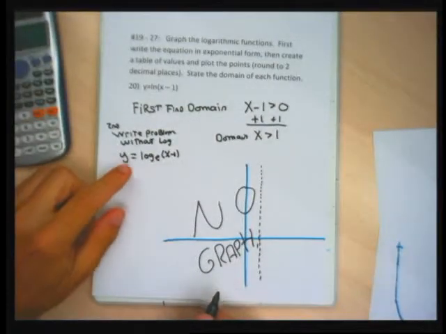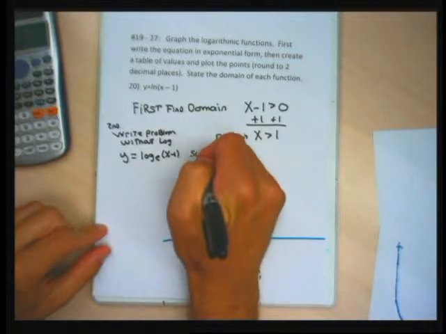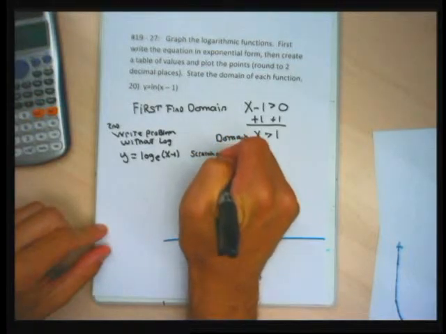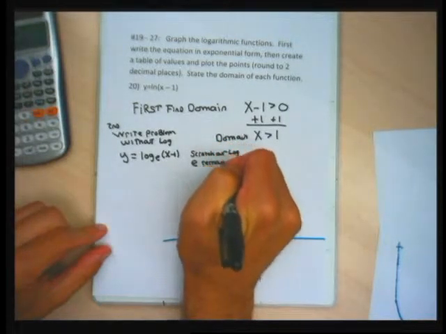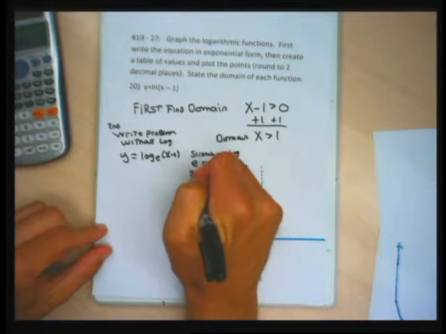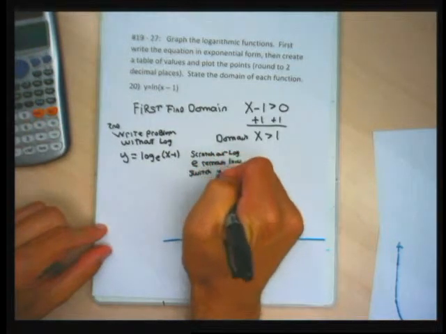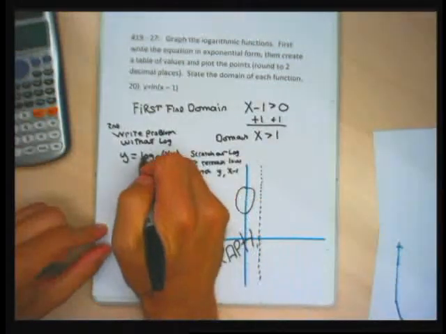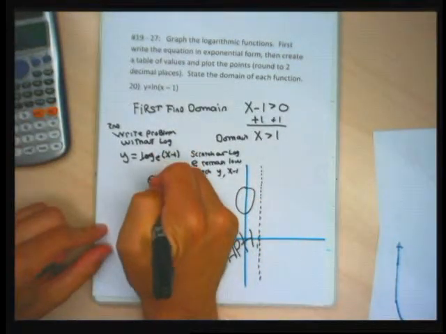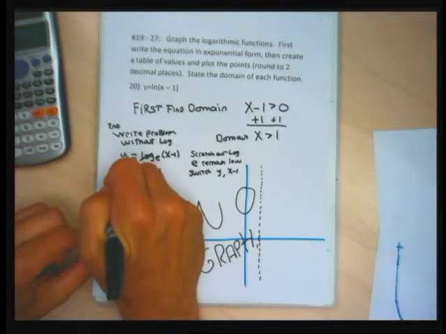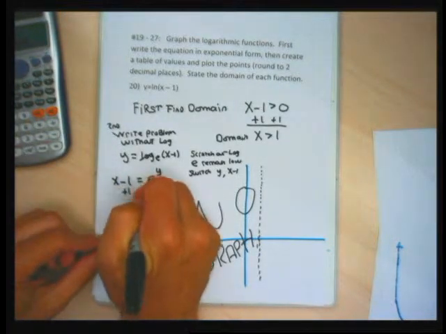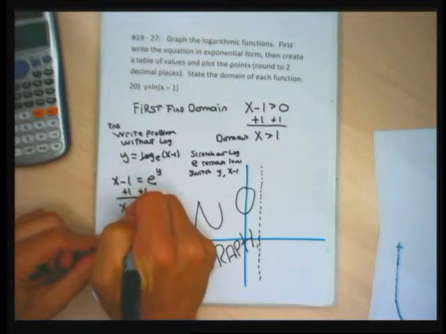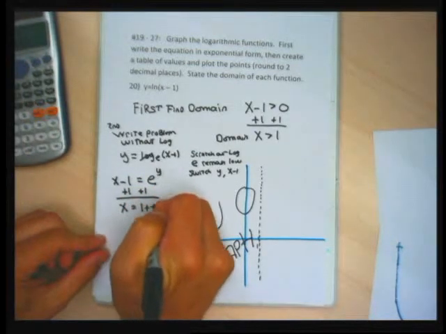And to do that, I'm going to scratch out the log, the e is going to remain low, and I'm going to switch the y and the x minus 1. So doing that, cross out the log, the e stays low, I switch the y and the x minus 1. So I get x minus 1 equals e to the y. Usually we solve these for x. It makes it easier on my calculator, so I'm going to add 1 to both sides. I get x equals 1 plus e to the y.